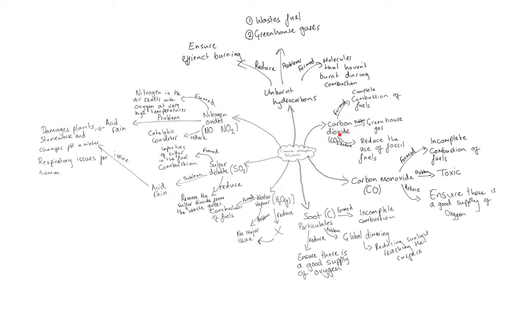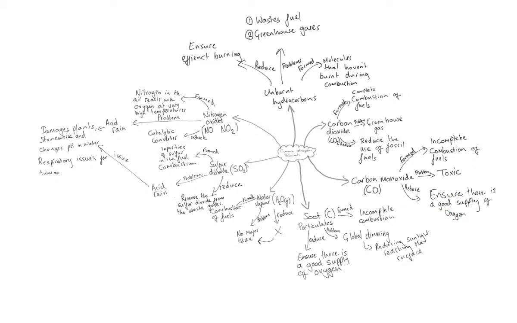Carbon dioxide is CO2. It's formed by the complete combustion of fuels. It is a greenhouse gas which causes climate change. How would we reduce the amount of carbon dioxide? We'd have to reduce the use of fossil fuels. Carbon monoxide is formed by the incomplete combustion of fuels. The problem is that it's a toxic gas, and it's reduced by ensuring there's a good supply of oxygen.